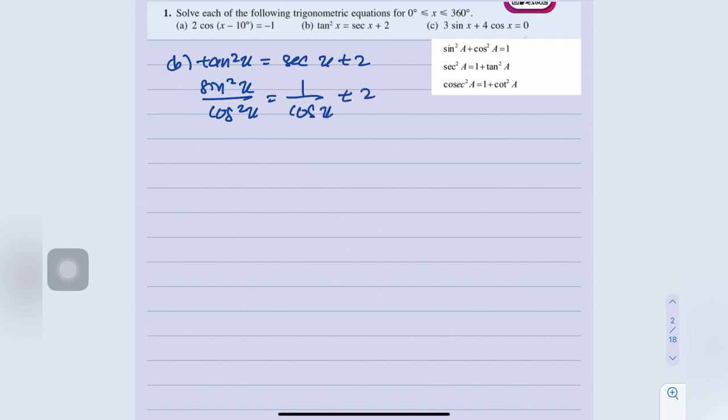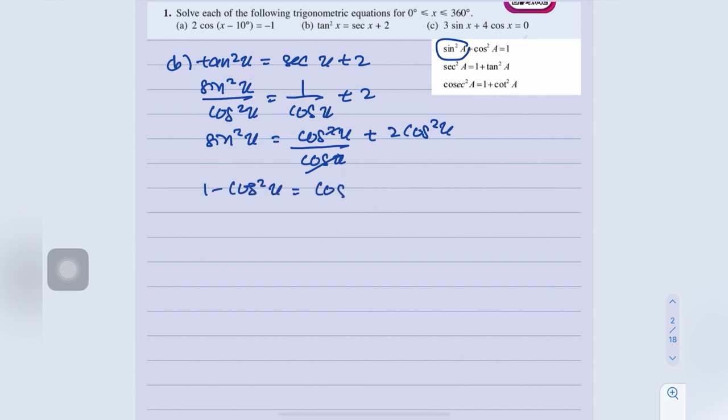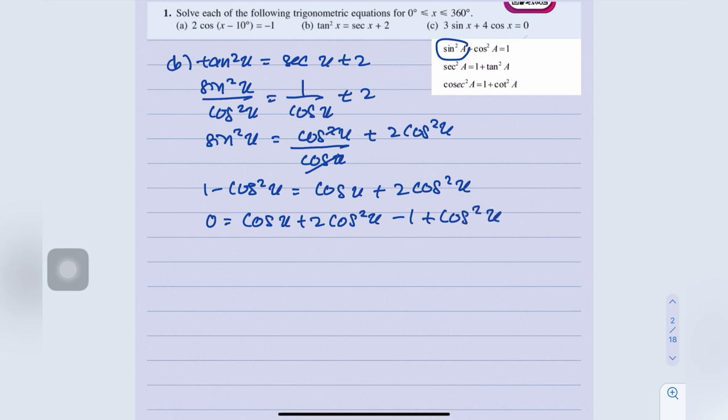Okay, so then all times cos squared x, we become sine squared x equals cos squared x over cos x plus 2 cos squared x. Okay, then this I can simplify. Okay, so by using the basic identity, sine squared, I can substitute 1 minus cos squared. Okay, 1 minus cos squared x equals cos x plus 2 cos squared x. Okay, so all this bring to the right. So 0 equals cos x plus 2 cos squared x minus 1 plus cos squared x. Okay, so then this one is 3 cos squared x plus cos x minus 1 equals 0.